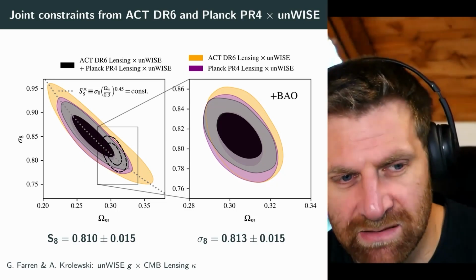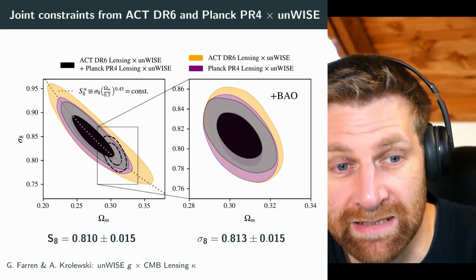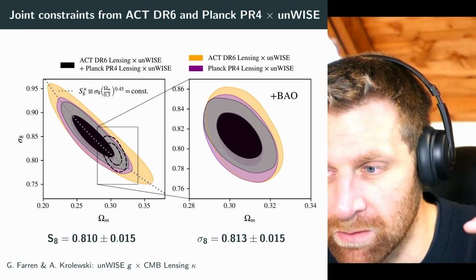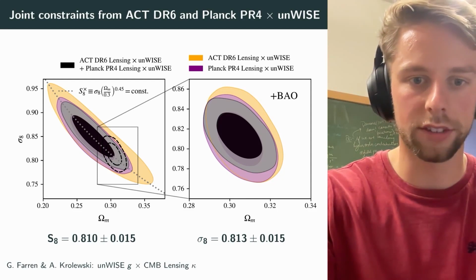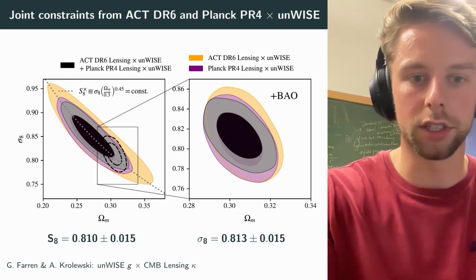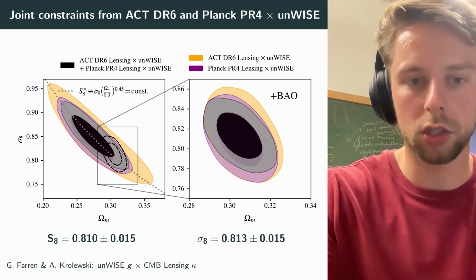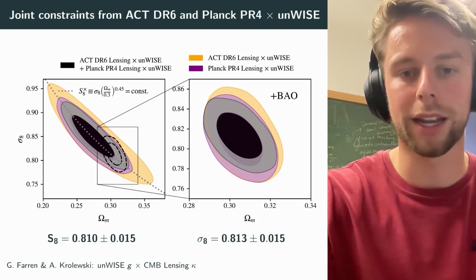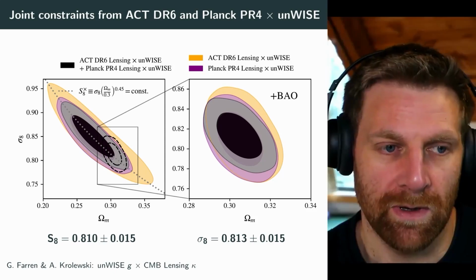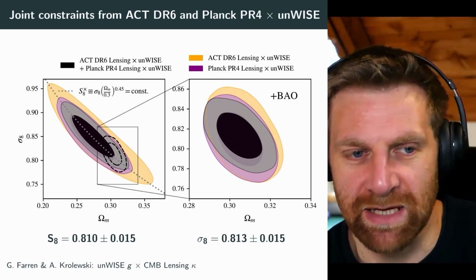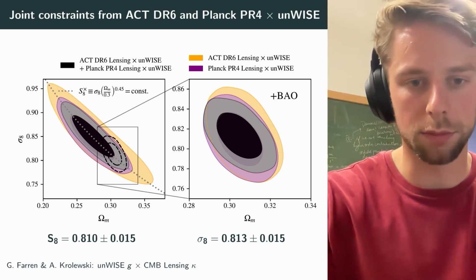Is the dashed plot on the left-hand plot, that is the with BAO? Yes, the dashed curve on the left-hand side is an indication of how BAO shrinks those contours. So it's the same as the black contour on the right-hand side. Cool. And the primary CMB isn't actually on this plot? It's not on this plot.